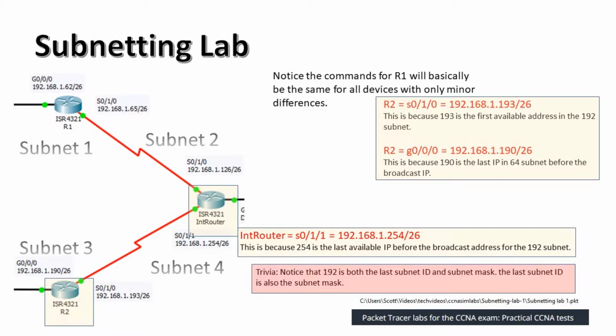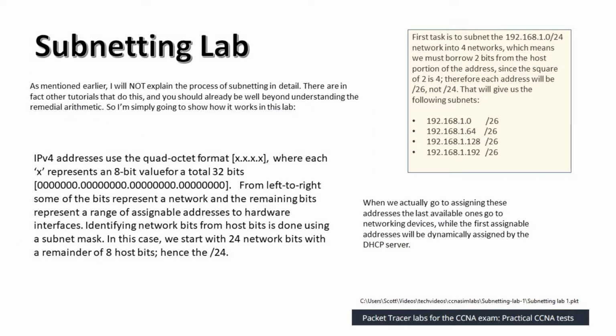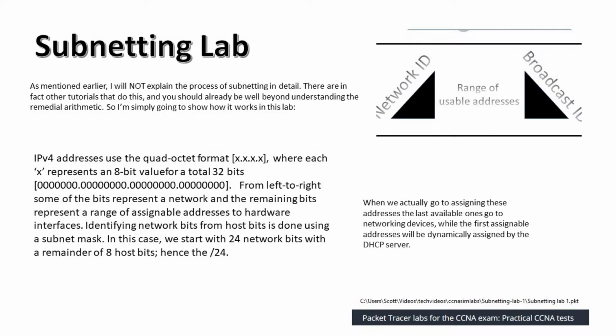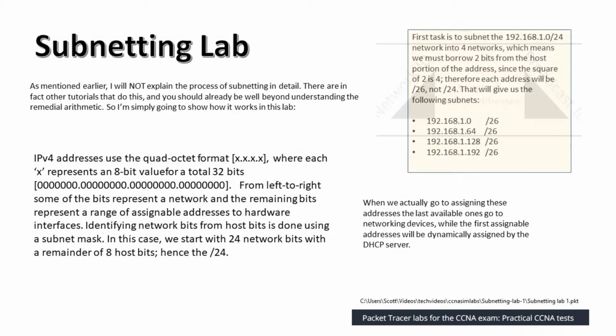Now, IPv4 addresses use the quad octet format, where each X in this representation represents an 8-bit value for a total of 32 bits. From left to right, some of the bits represent a network, and the remaining bits represent a range of assignable addresses to hardware interfaces. Identifying network bits from host bits is done using a subnet mask. In this case, we start with 24 network bits with a remainder of 8 host bits, hence the /24.